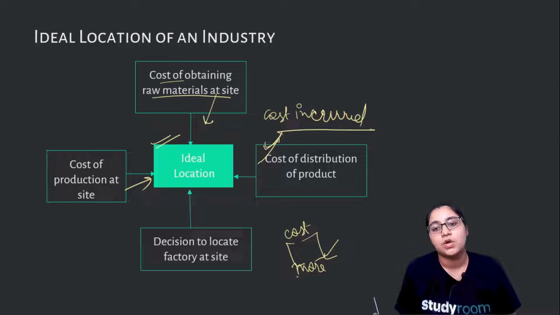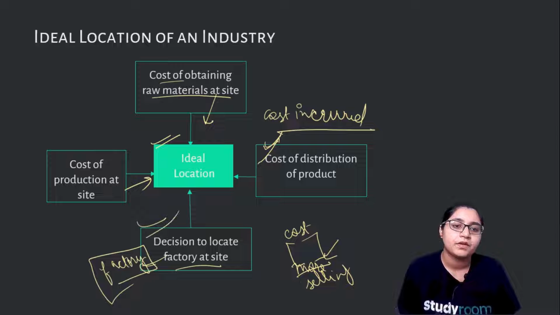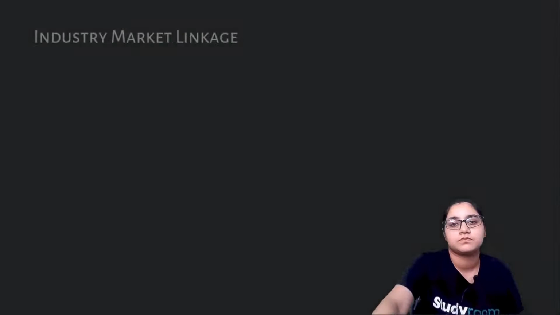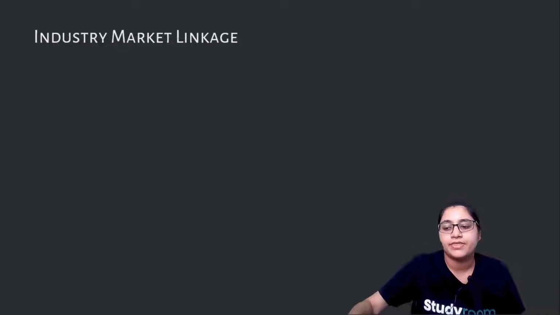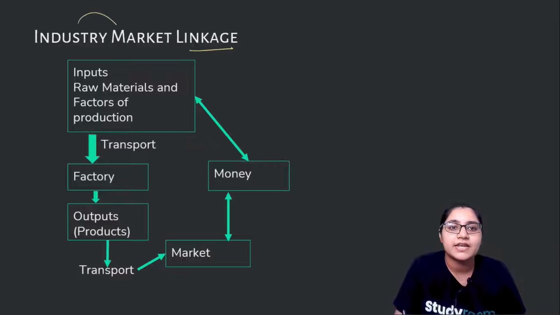So cost minus selling, or selling minus cost, is your profit. All right. So the decision to locate a factory at a site: if the factory is also nearby, that would be really helpful. Then comes the cost of production at the site, which should be minimum. All right. And then there is industry-market linkage. So industry as well as market should be in close linkage.